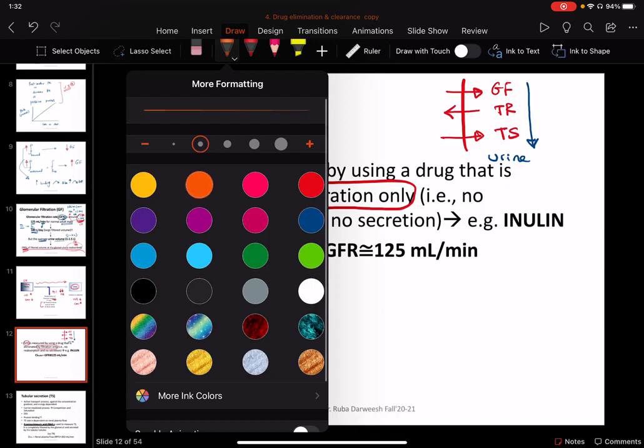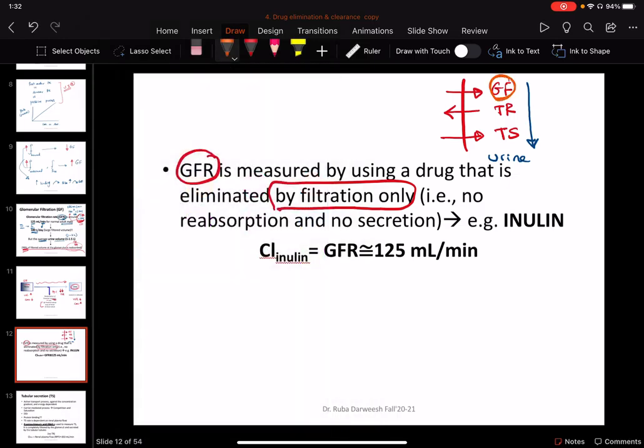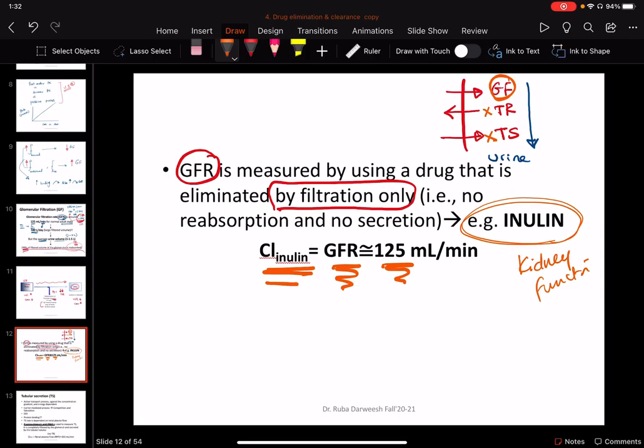We need a material that undergoes glomerular filtration only as elimination, with no reabsorption and no secretion. One of the materials used to determine kidney function is inulin, a type of polysaccharide usually used to determine whether the kidney function is healthy or not. The clearance of inulin should equal the glomerular filtration rate, which for the average adult is 125 milliliters per minute.